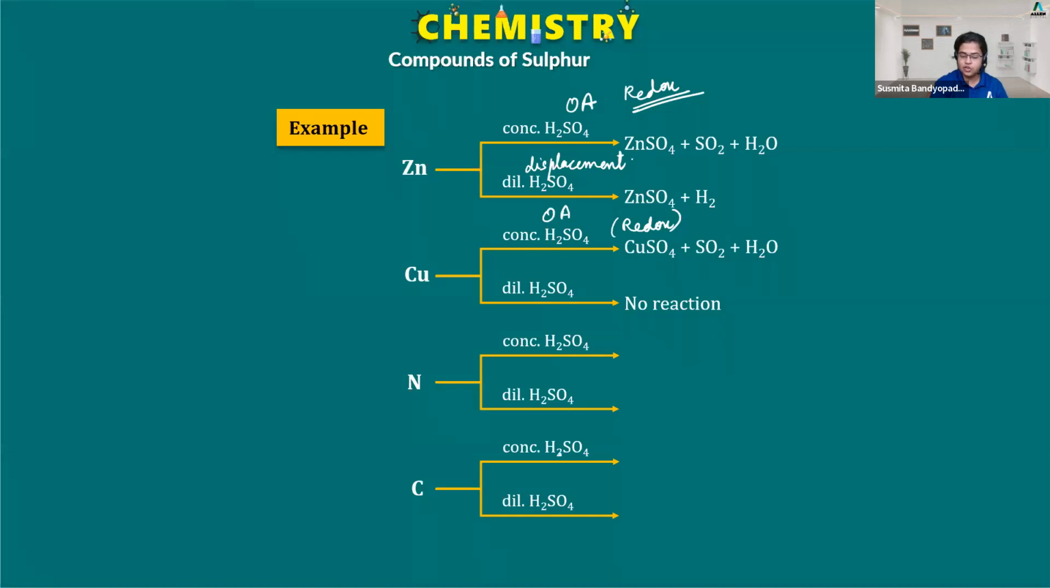Even ordinary nitrogen and carbon will not react with dilute H2SO4. But with concentrated H2SO4, nitrogen will be oxidized to its highest possible oxidation state. Same is true with carbon. So it oxidizes. It means what? Concentrated H2SO4 oxidizes carbon from 0 to +4 state, nitrogen from 0 to +5 state. Copper reacts only with concentrated H2SO4 via redox reaction. No displacement is possible because copper is below hydrogen in the reactivity series.